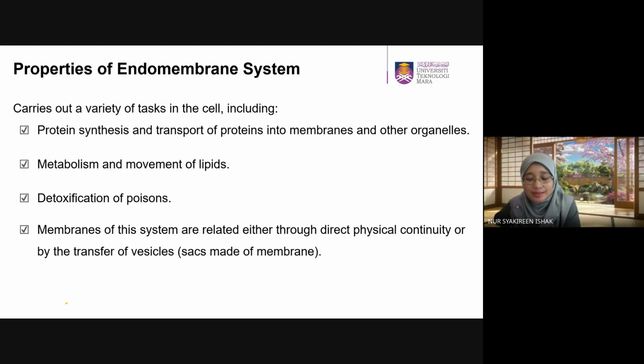The membranes of this system are related either through direct physical continuity or by the transfer of vesicles. I explained this slide last week. Point number 2 and number 3, metabolism of lipids and detoxification, are for the smooth ER. Protein synthesis is for the rough ER. Transport of protein also involves the rough ER, the vesicles, and the Golgi apparatus. The membranes of the components of the endomembrane system are either directly connected, in direct physical continuity, or connected through the transfer of vesicles.